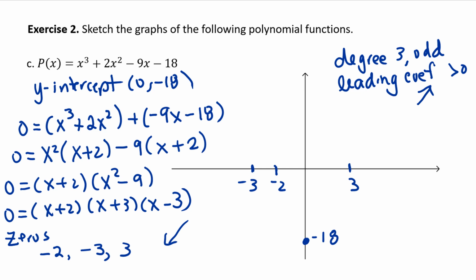Let's note that each of the zeros went only to 1. So those were odd multiplicities. That tells us that the graph will go through those zeros. So starting from the end behavior in the third quadrant, go through negative 3, go through negative 2, go through the negative 18 y-intercept, go through the 3, and there is our graph.